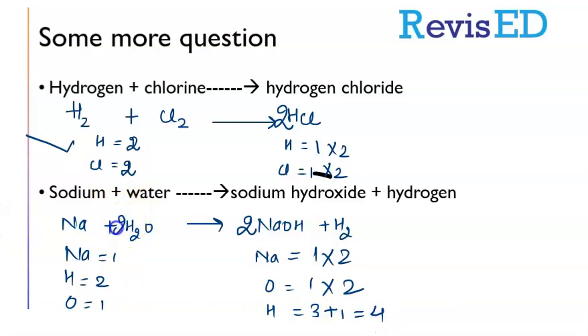Now multiply H2O by 2. It is multiplied by 2. Now hydrogen is balanced, right? Now oxygen also gets multiplied by 2, so it is also already balanced. Now to balance sodium, just multiply it by 2 on the left hand side. Okay, this is how you balance a chemical equation, and this is all about a balanced chemical equation.